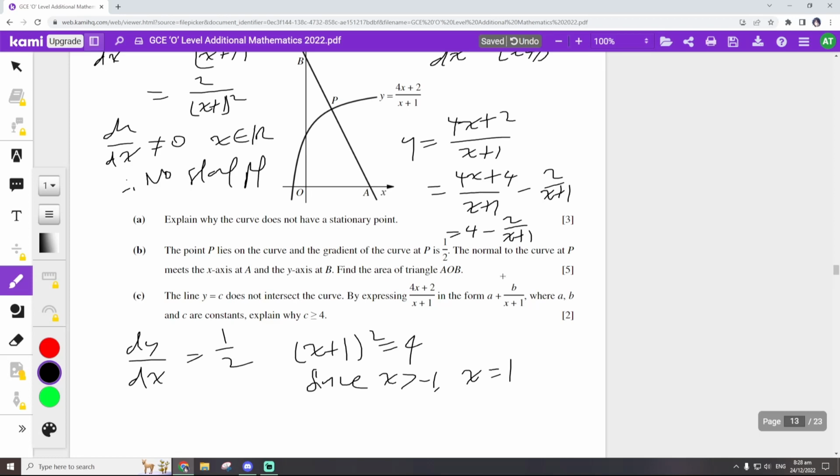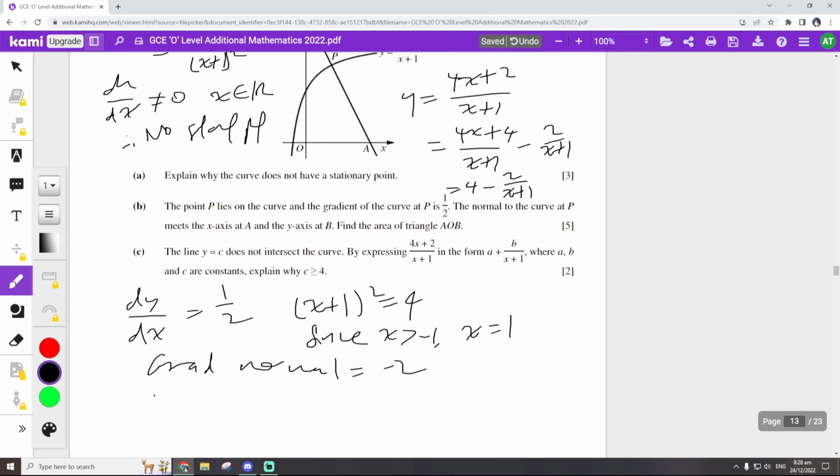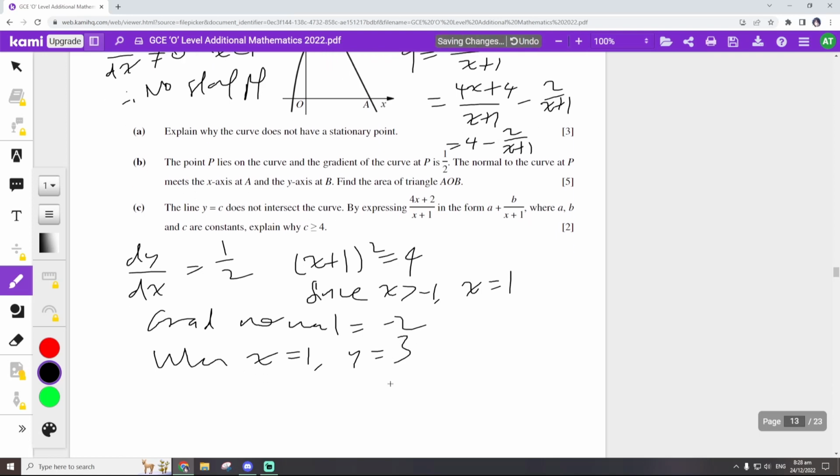We can find the equation of the normal because that is what AB is. The gradient of the normal is negative 2 if you take the negative reciprocal. When x equals 1, what is y? It is actually just 3, right? So therefore the equation of the normal, y minus y1 equals m times x minus x1. y is negative 2x plus 5.